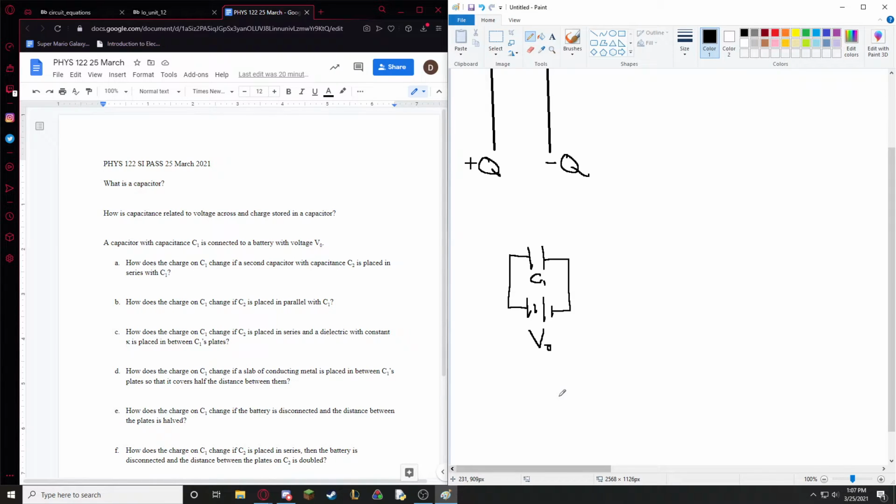So we want to know what's going to happen if we connect a second capacitor in series with C1. So we're going to connect a second capacitor here, C2, in series with C1. So we want to know how the charge in C1 is going to change. Let's take 3 minutes, then we'll talk about it.